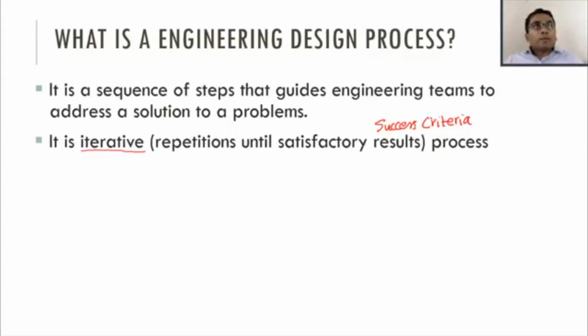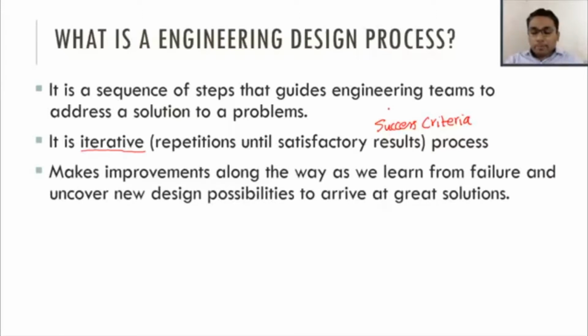For example, in NASA, if someone wants to make a shuttle, and its nose cannot resist the higher temperature, what they will do is use different combinations of materials until they succeed with the criteria that it will sustain a higher temperature and pressure, making improvements along the way as we learn from failure and uncover new design possibilities to arrive at great solutions. So in each iteration, we improve our design. In every iteration, we include something that is better than the previous one. That is the reason that we do design in different stages.